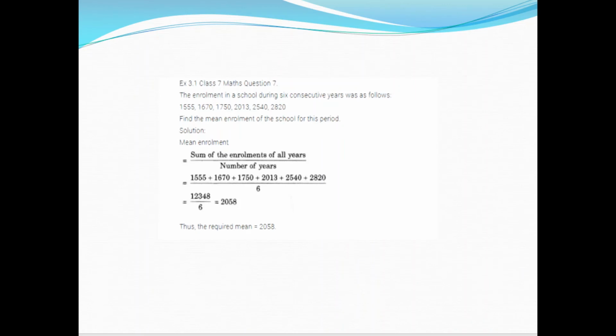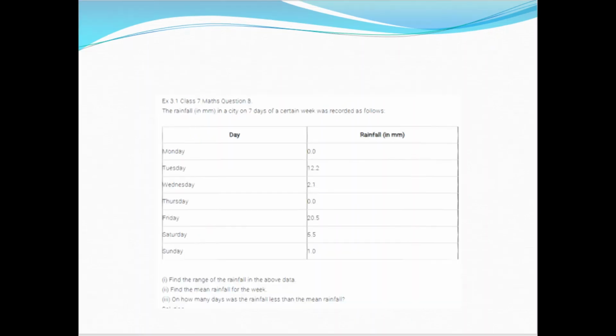In the same way, question number 7: the enrollment of a school during 6 consecutive years was as follows. We have been given the data 1555, 1670, 1750, 2013, 2540 and 2820. Find the mean enrollment of the school for this period. It is the sum of the enrollments of all the years divided by the number of years. Adding up all the values and dividing by 6, we get 12348 divided by 6, which is equal to 2058. So that is the required mean.